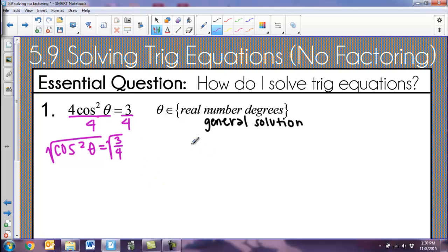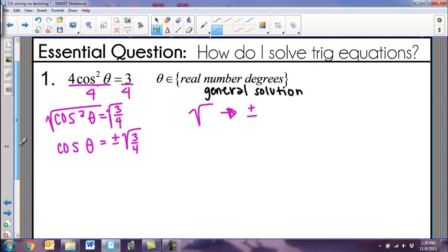Now remember, when you take a square root, you're always going to have a positive solution and a negative solution. So when I take the square root of both sides, I'm going to end up getting that the cosine of theta, because I got rid of one of my squares, is going to be plus or minus the square root of 3 over 4. Remember when you're taking the square root of a fraction, you're really just taking the square root of the top and the bottom. So if I take the square root of 3, I don't know what that is, but I do know the square root of 4 is 2.